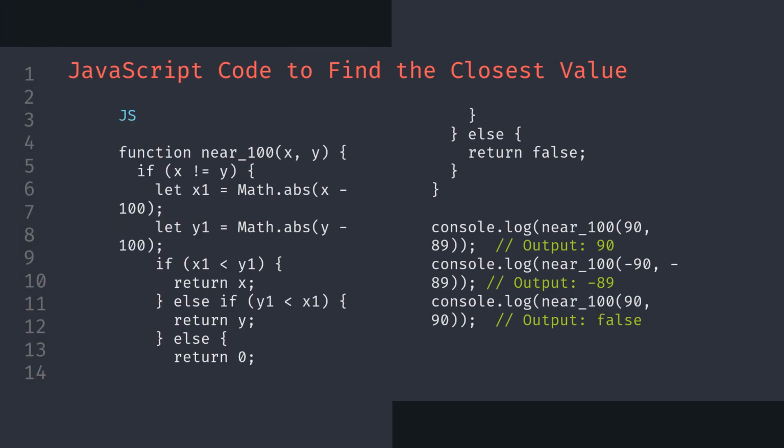Here's the code. The function near100 checks if two numbers are different. Then it calculates how far each number is from 100 using the Math.abs function. Finally, it returns the number closest to 100 or false if the numbers are the same.